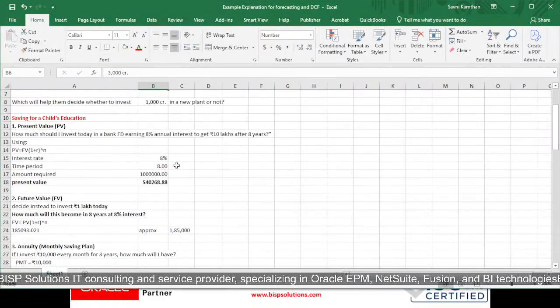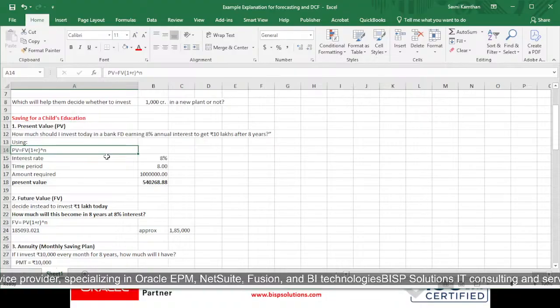So our case study is about imagining like I am a parent and my daughter is 10 years old today. So I want to save money for her college education, which will cost around 10 lakh rupees when she turns 18. So we have two options. First is our present value, where we will be asking how much should I invest today in a bank FD earning 8% annual interest rate to get 10 lakhs after 8 years.